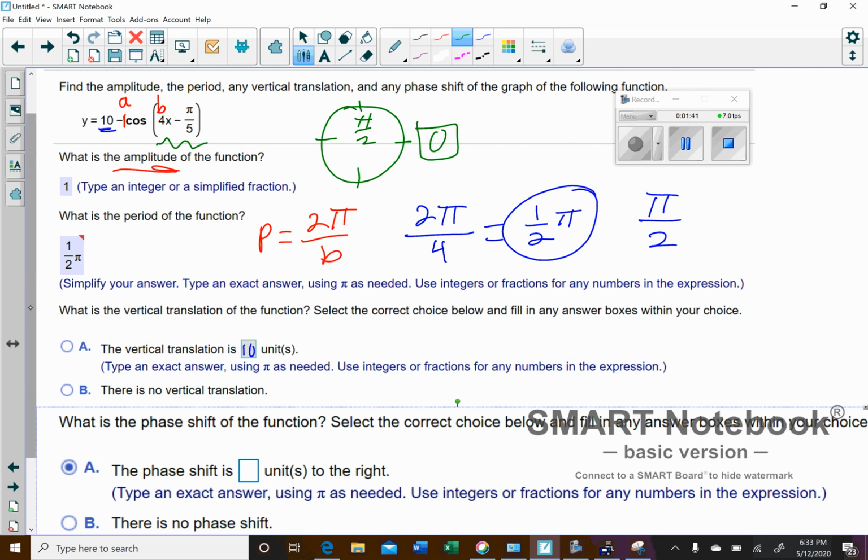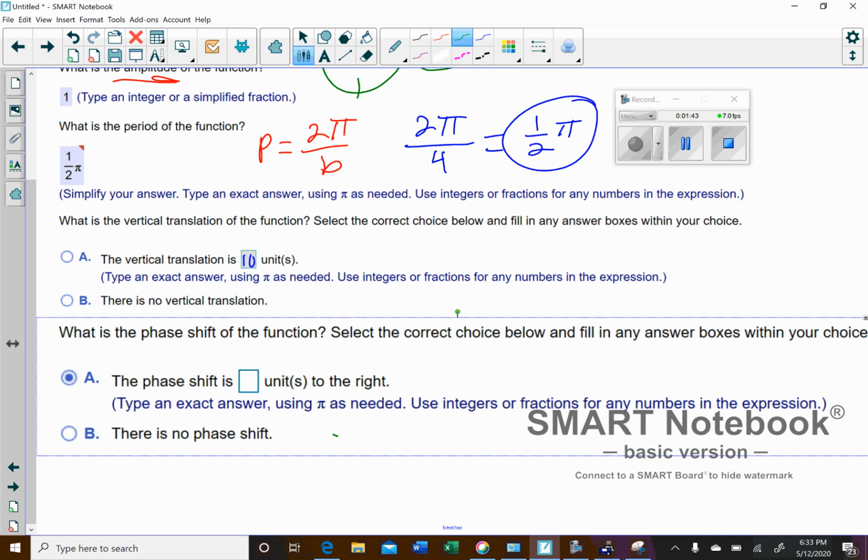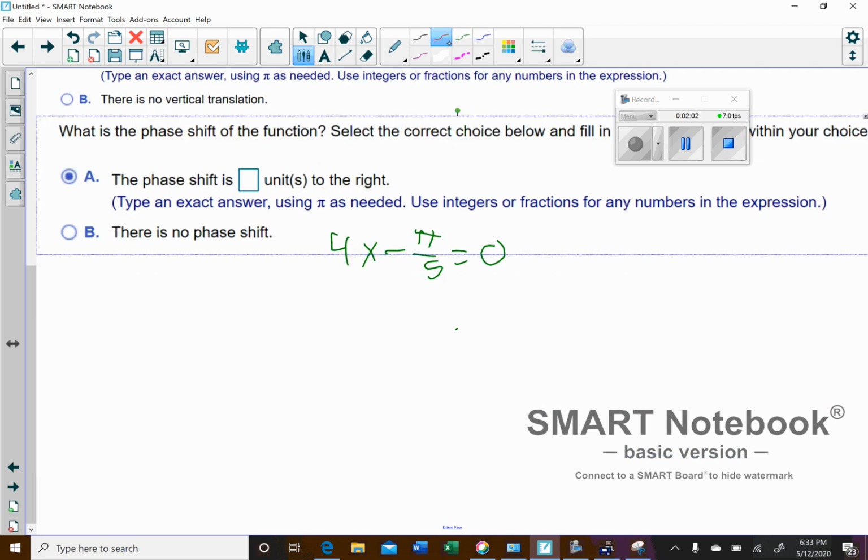So let's see, what was that? 4x plus what was it? Pi over 5. Okay, or minus. It's minus. Let me fix that. Minus pi over 5. So what we want to do is set that equal to 0 and solve that. Sorry for the handwriting. So let's see, we're going to add pi over 5.